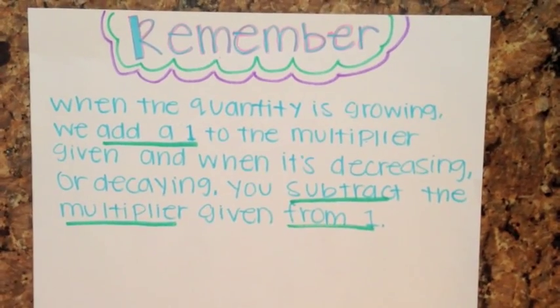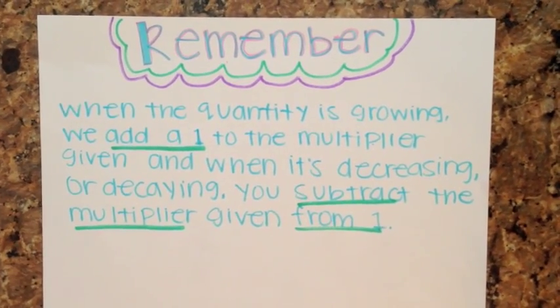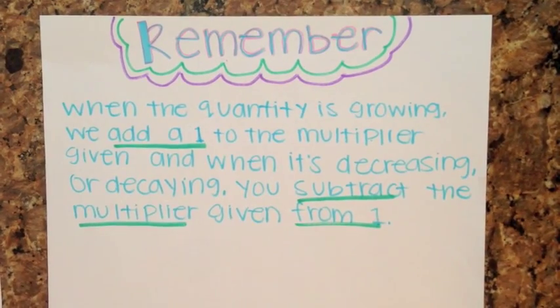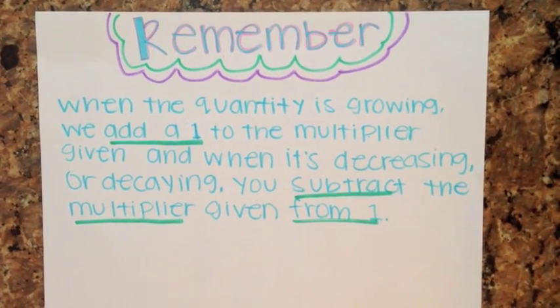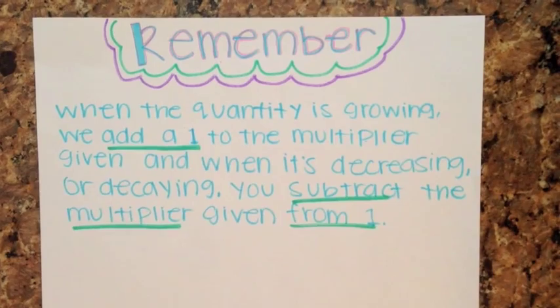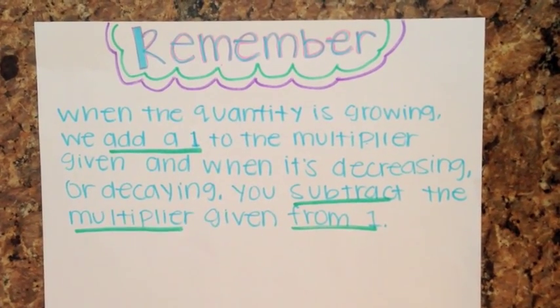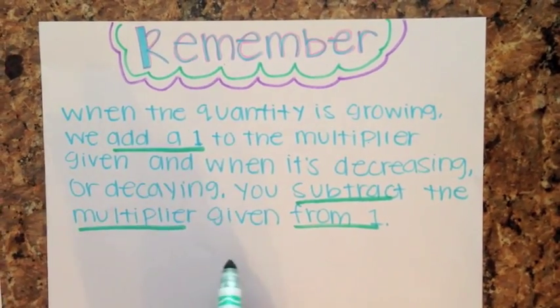So remember, as you do these next two examples, that when the quantity is growing, we add a 1 to the multiplier given, and when the quantity is decreasing or decaying, you subtract the multiplier given from 1.